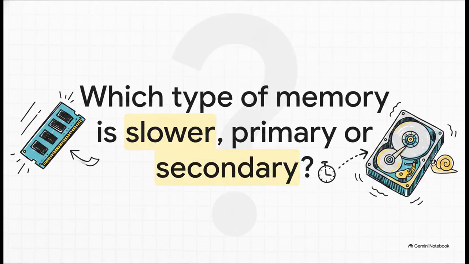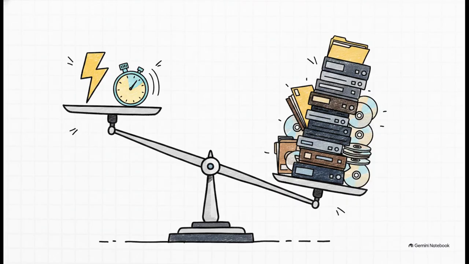All right, here's a great comparison question for you, checking your knowledge on the trade-offs between the two categories. Which type of memory is slower, primary or secondary? Secondary memory is slower. It intentionally trades that lightning-fast, immediate processing speed for the incredibly valuable ability to permanently store huge bulk amounts of data over time.